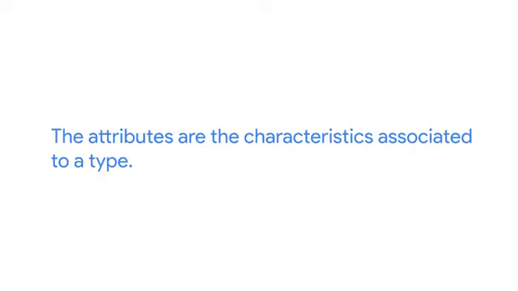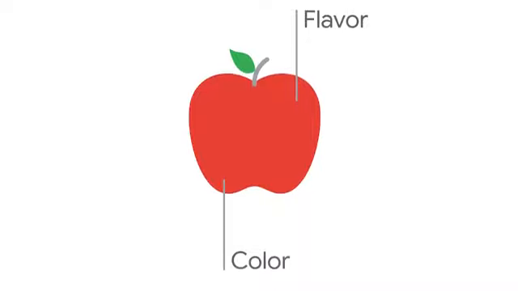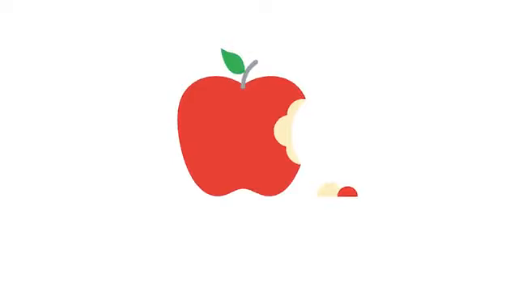The core, apple pun intended, concept of object-oriented programming comes down to attributes and methods associated with a type. The attributes are the characteristics associated to a type, and the methods are the functions associated to a type. In the apple example, the attributes are the color and flavor. What would the methods be? Well, it depends on what we're going to do with the apple. We could maybe have a cut method that turns one whole apple into 4 slices. Or we could have an eat method that reduces the amount of apple available with every bite.